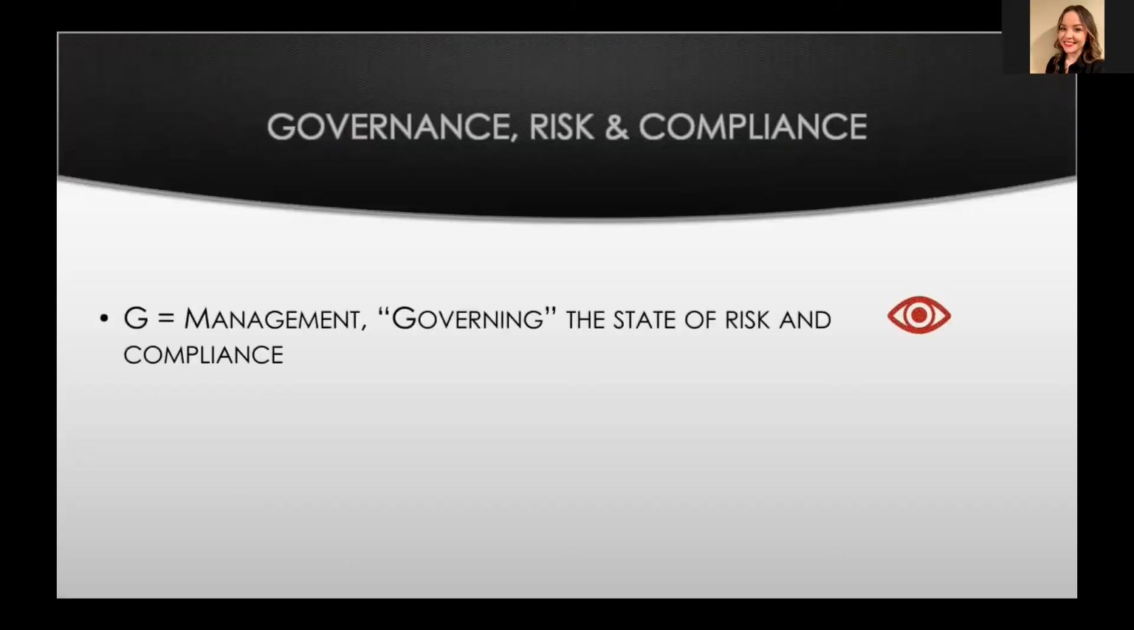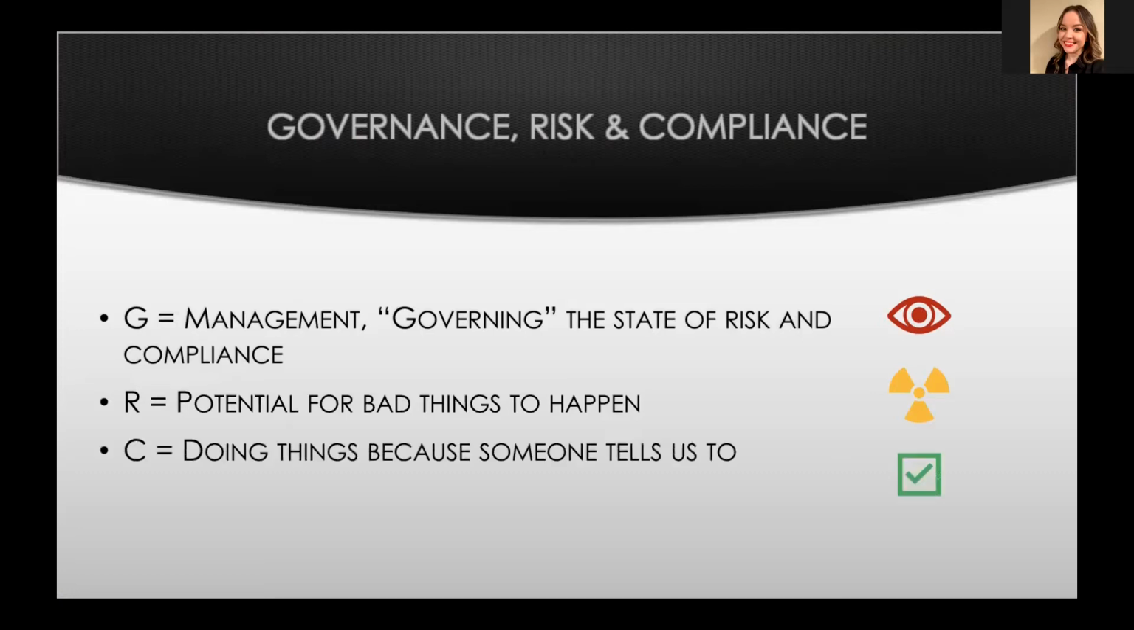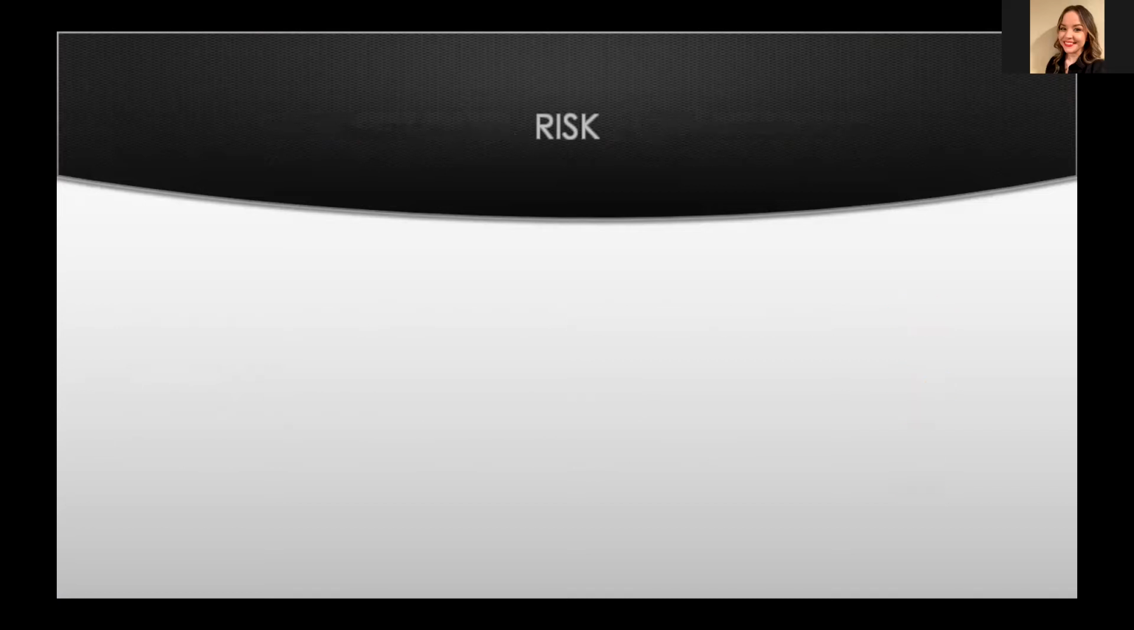So GRC, as I said, the G is the management part. We're talking about governing the state of risk, the state of compliance, and the state of security within that organization. It's really just the way that we manage and maintain things as we continue on in business. Risk, again, is the potential bad things that could happen. And compliance is simply somebody telling us that we need to do something a certain way, and us making sure that we are doing that. So that's the three letters broken down.